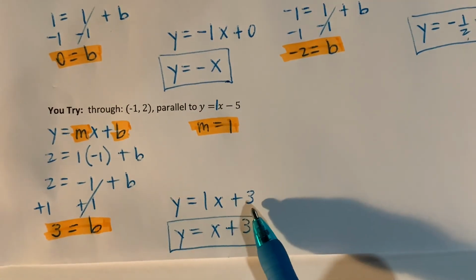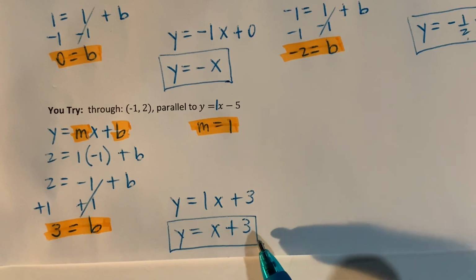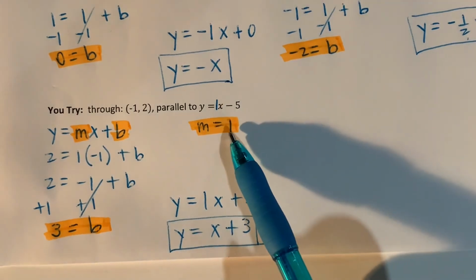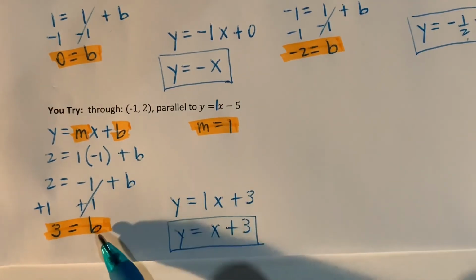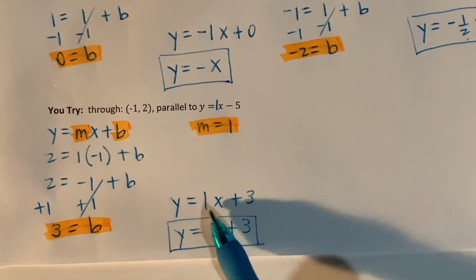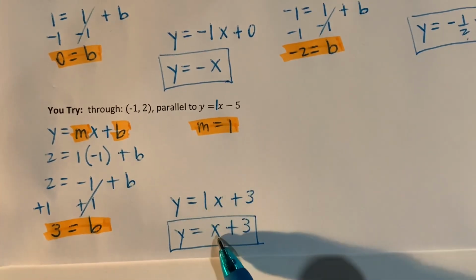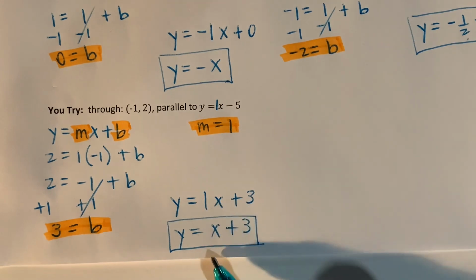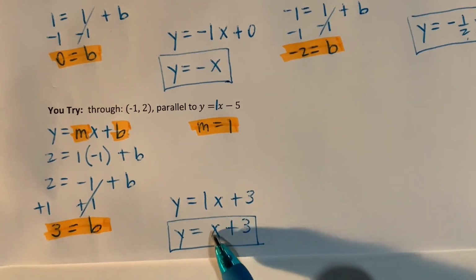And then my final step is to write my final equation in slope-intercept form. I plugged in my slope of 1 and my y-intercept of 3. And notice I wrote it without the 1 in front of x. It's not necessary to write 1x. You can just write y equals x plus 3.